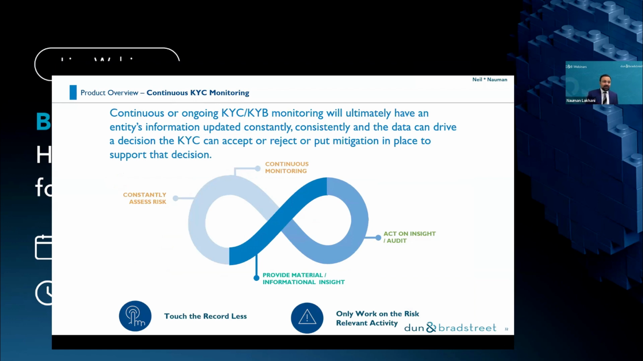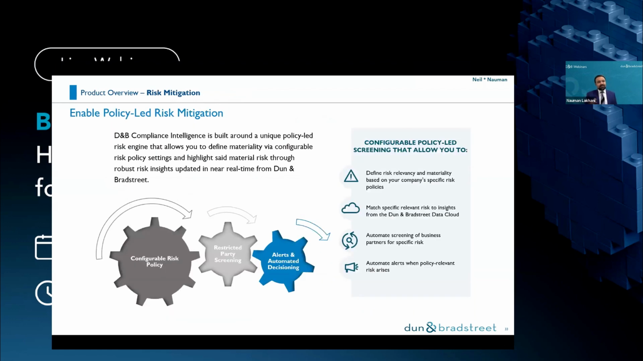And that starts with, and I'm going to go to the next slide, the system and the engine runs on a policy-led risk mitigation framework, right? So you define the policy right in the beginning, what impacts you as an organization based on your risk policy. So is it the countries that you're working with? You could define higher risk to certain territories or countries. Is it the counterparty's line of business? And that counterparty could be a supplier, a vendor, a client, or a business partner.